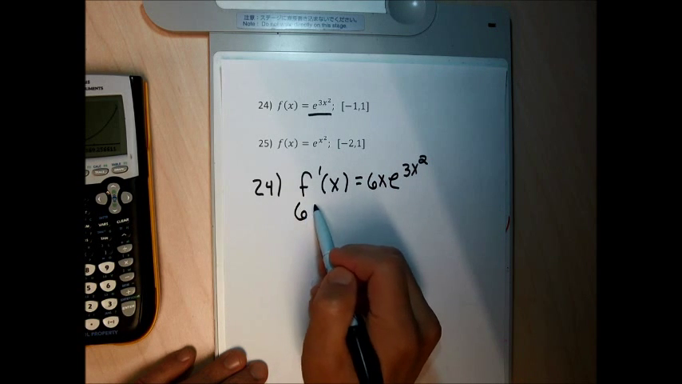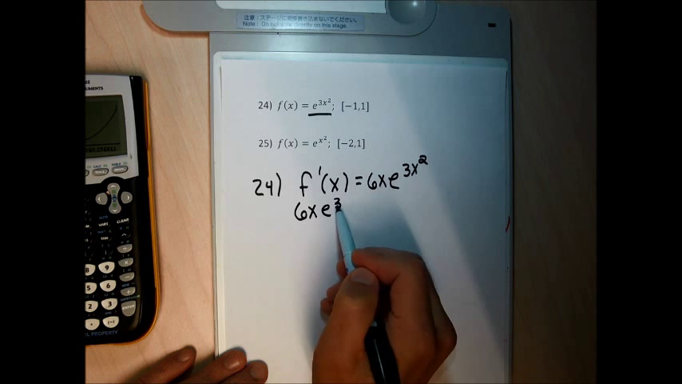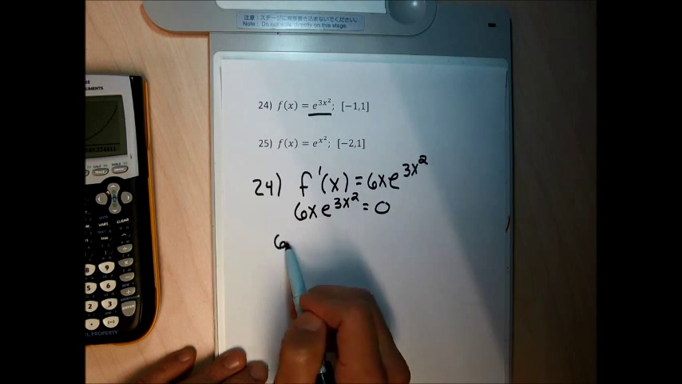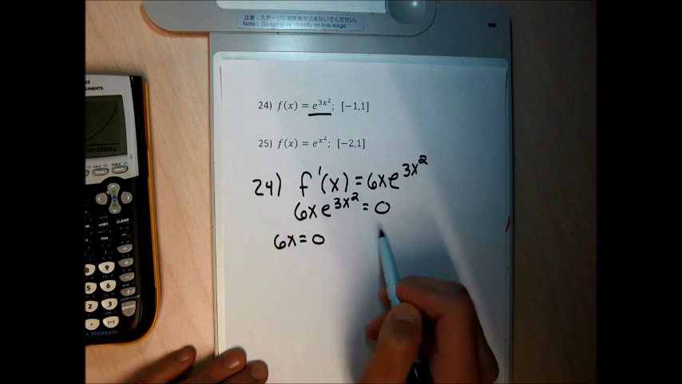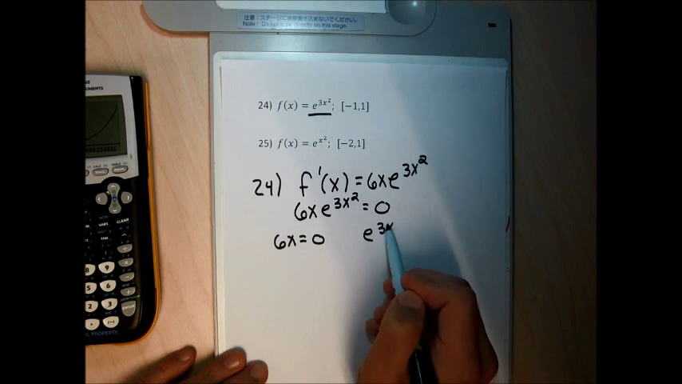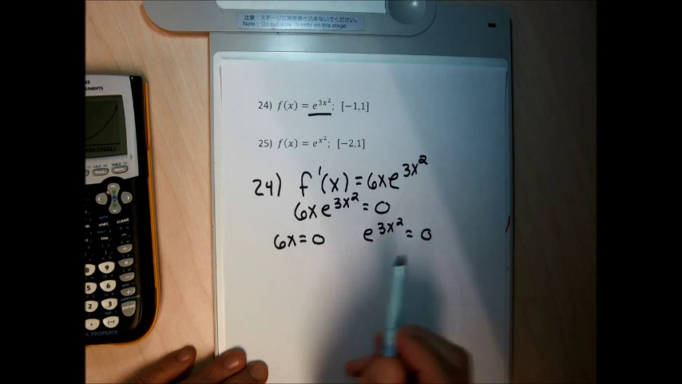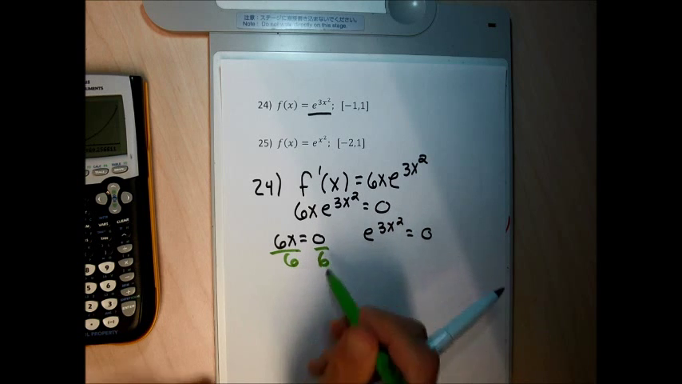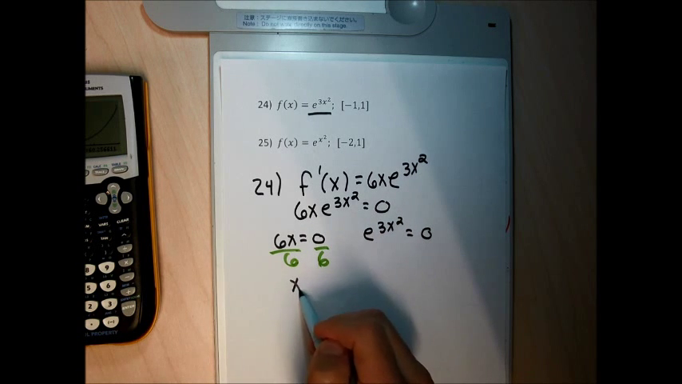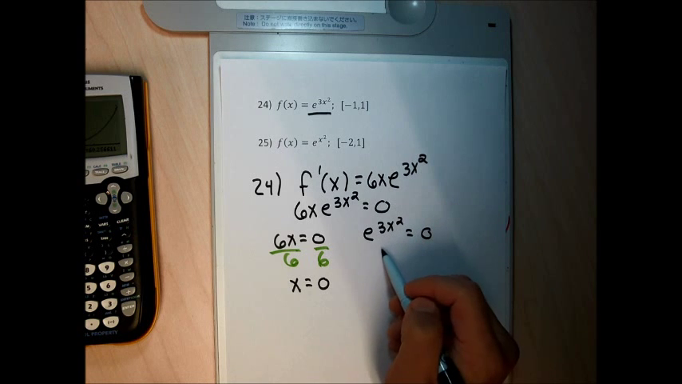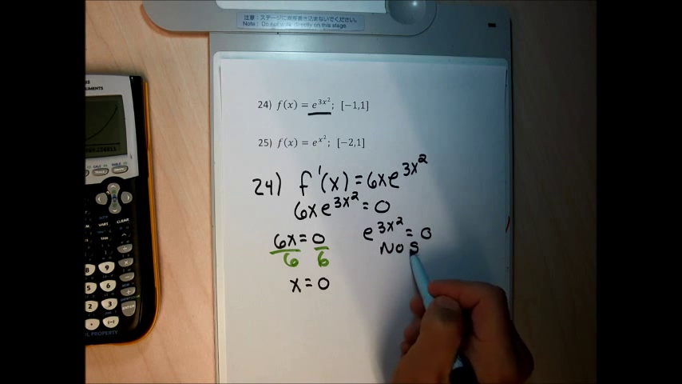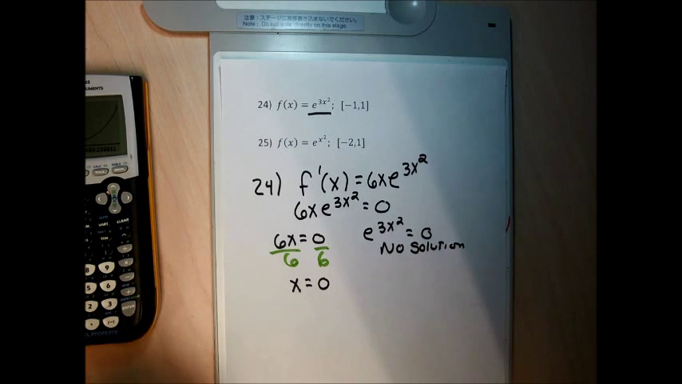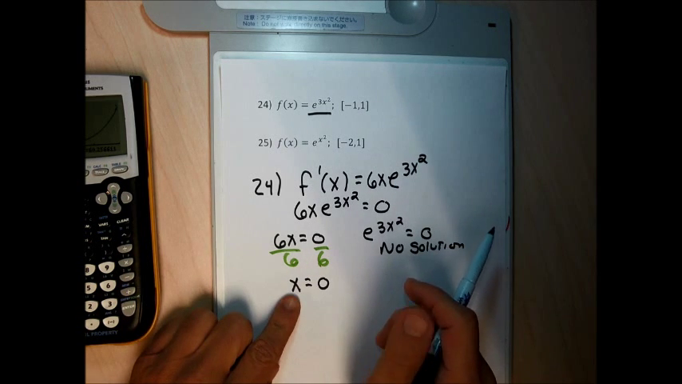I'm going to find critical numbers by taking the derivative and setting it equal to 0. And this is going to cause me to go 6x equal to 0 and e to the 3x squared equal to 0. When I do 6x equal to 0, I divide both sides by 6. That's going to give me x equal to 0. And e to the 3x squared equal to 0 won't have a solution because e to any power can't equal 0.